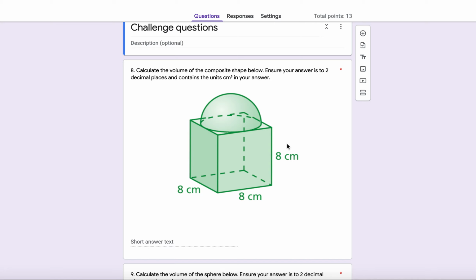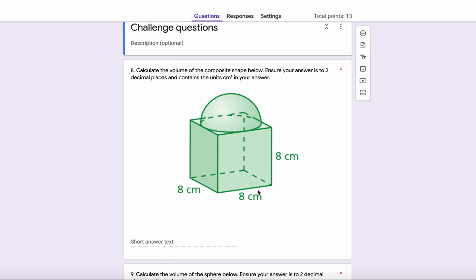Let's go. Calculate the volume of the composite shape below. Ensure your answer is to 2 decimal places and contains the units centimeters cubed in your answer. So remember, we looked at the definition of the word composite shape. That means it's a shape made up of 2 or more different shapes, or 2 or more of the same shape even. So we've got here half of a sphere. You can see it's been chopped in half, and then it's sitting on a cube.